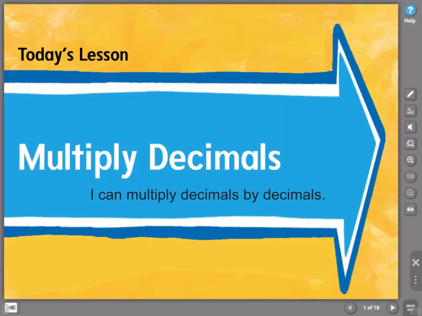Today's lesson is on multiplying decimals. Our I can statement today is, I can multiply decimals by decimals.